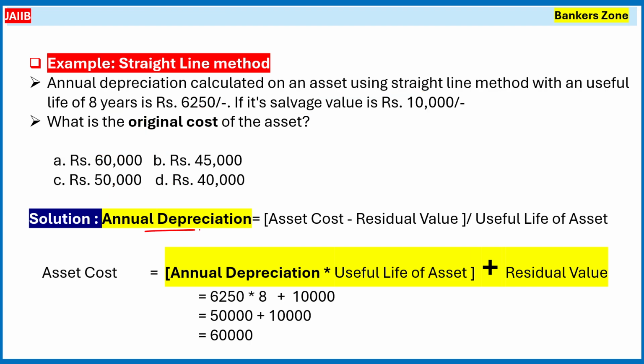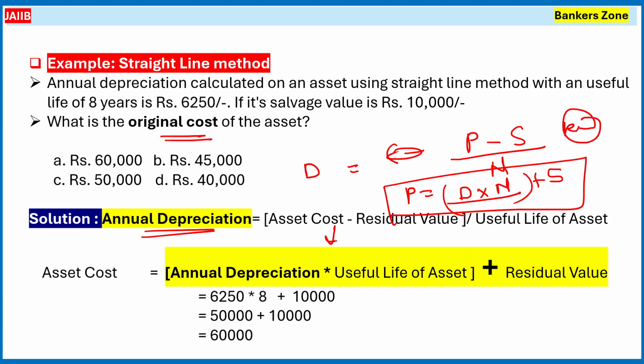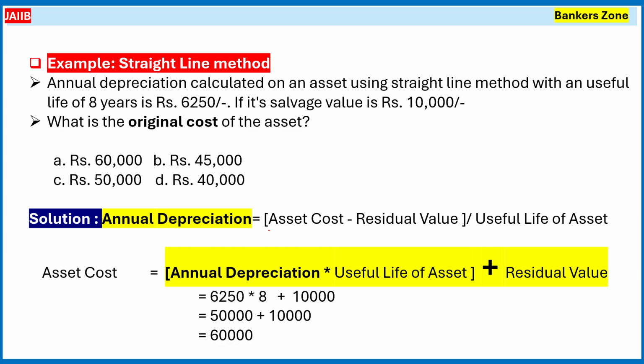See, we have the formula. Annual depreciation is nothing but the cost of machinery, or simply the purchase price, minus the salvage value or the scrap value, divided by the number of years. Okay, now this is the formula for depreciation. Now they are asking original cost. So price will be depreciation multiplied by number of years, and we have to simply add the salvage value. This will be the formula. Just rearrange the existing formula. So simply rearranging the formula, you will get asset cost is equal to depreciation into number of years plus residual value. Okay.